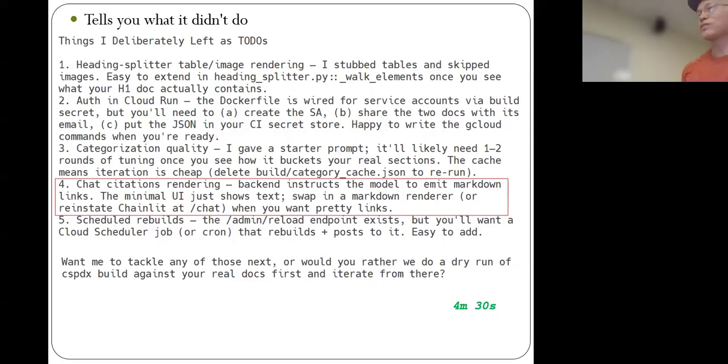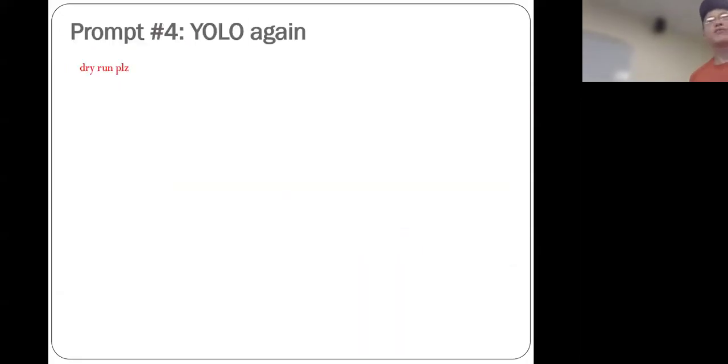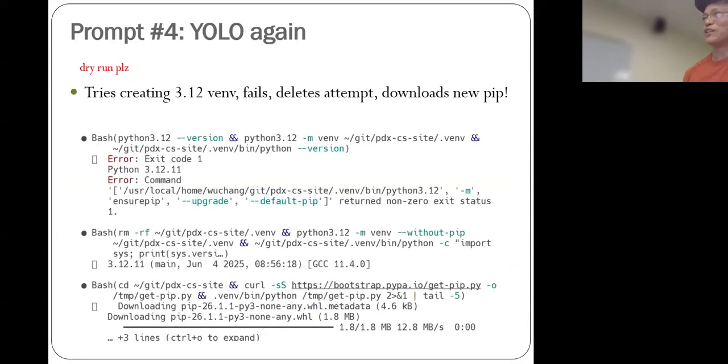This is only 4 minutes. There's one that took 22 minutes to do. The dry run takes 22 minutes. So now it can do the dry run against your real docs and then get the actual website. So I was like, dry run, please. So I YOLO'd it again. I was like, yeah, maybe crash and burn, quickly. So when you say dry run, it goes in there and it actually tries to execute Python in your environment.